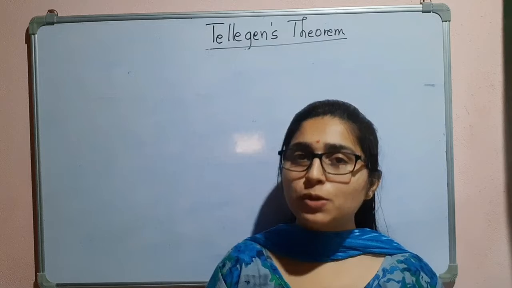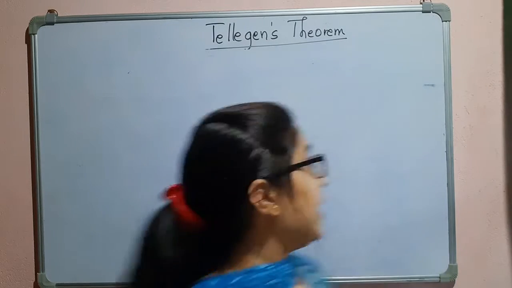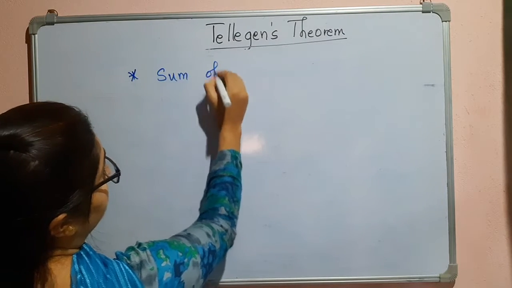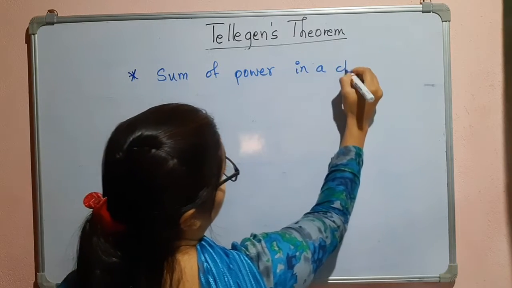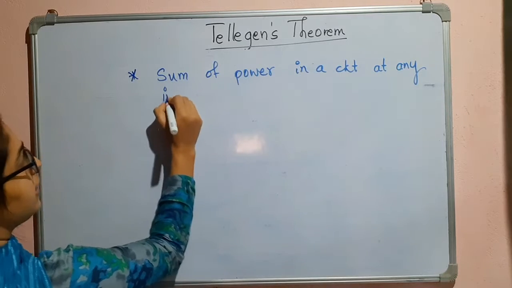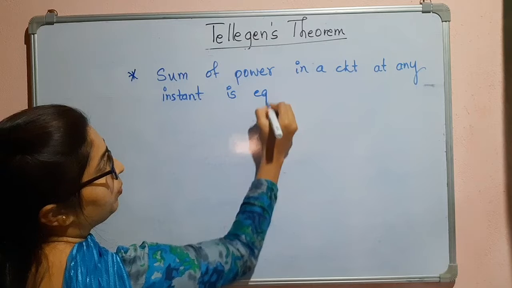This is one of the most powerful theorems in network theory, and we will look at its statement. It states that the sum of power in a circuit at any instant is equal to 0.